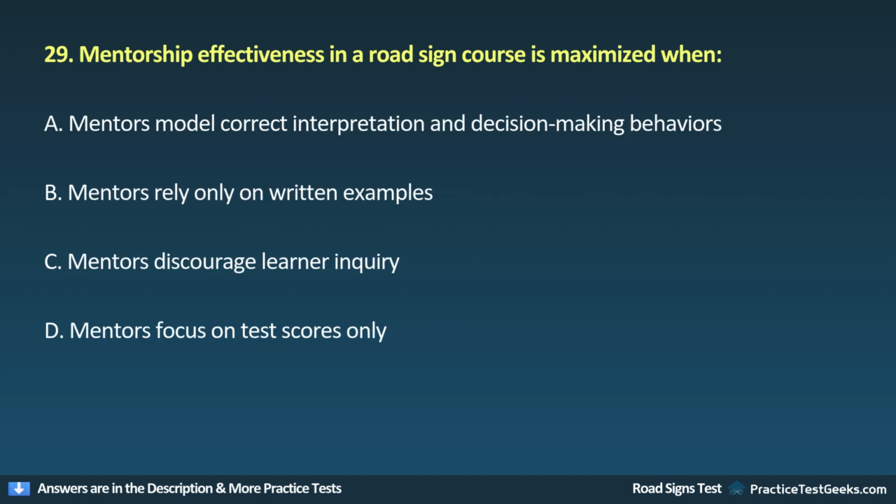29. Mentorship effectiveness in a road sign course is maximized when A. Mentors model correct interpretation and decision-making behaviors. B. Mentors rely only on written examples. C. Mentors discourage learner inquiry. D. Mentors focus on test scores only.